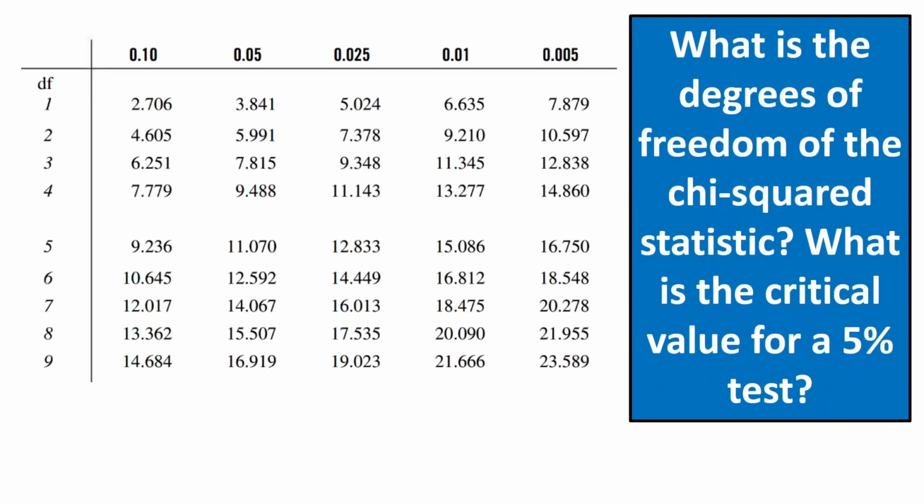Okay, next question. What is the degrees of freedom of the chi-squared statistic in this case? And what is the critical value for a 5% test? I think here again, let's pause the video, take a few minutes to figure out the degrees of freedom, and then look up the critical value for a 5% test.